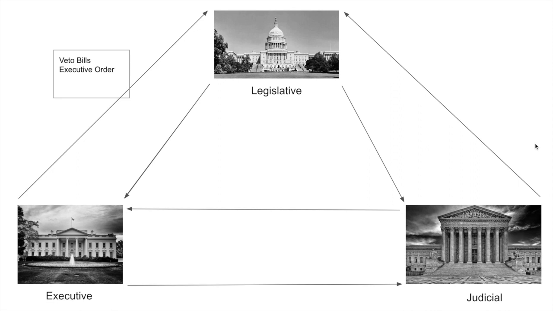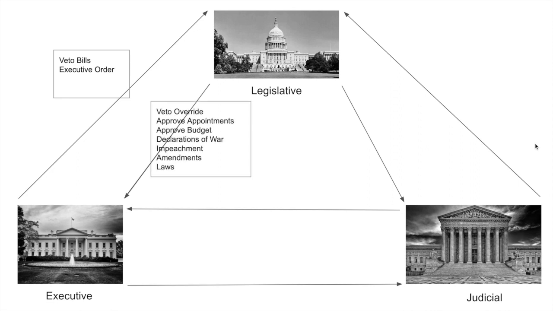Next, we've got legislative checks on the executive, and this is a doozy. First of all, we've got veto override. Veto override we just talked about. If the president does choose to veto a bill, then Congress has the ability with two-thirds in both houses, so two-thirds of the Senate, two-thirds of the House of Representatives, they can override that veto and pass it into law anyway. This doesn't happen a ton.